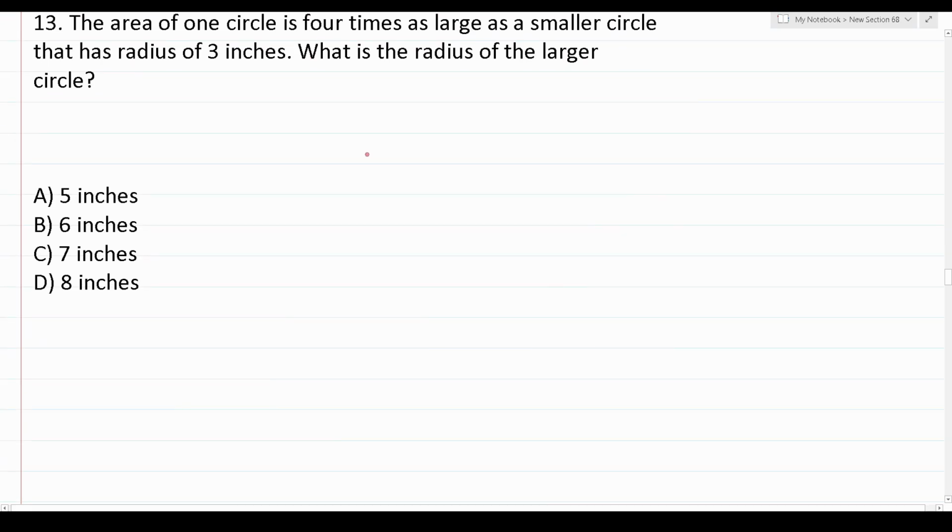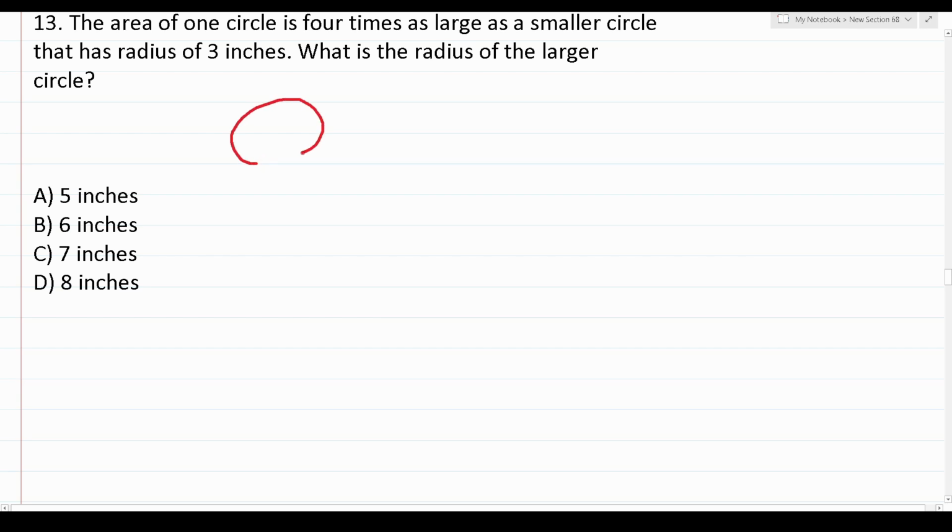All right, so number 13 here says the area of one circle is 4 times as large as a smaller circle that has a radius of 3 inches. What is the radius of the larger circle? All right, so in this case, we're comparing two circles. So let's go ahead and draw two circles.